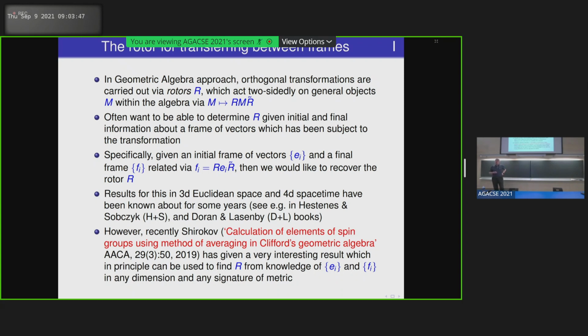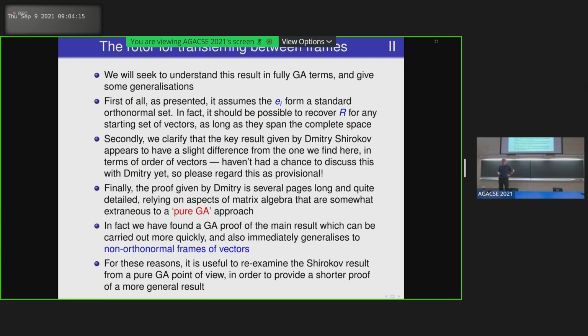Now, this problem gets rapidly harder as you go up in dimension. Recently, Dmitry Shirokov published a very interesting paper, Calculation of Elements of Spin Groups using the method of averaging in Clifford's geometric algebra in AACA. This gives a result which, in principle, you can use to find R from knowledge of e_i and f_i in any dimension and any signature of metric. What I'm going to do here, and Joan has shown you some results from this, is understand this fully in GA terms and give some generalizations.